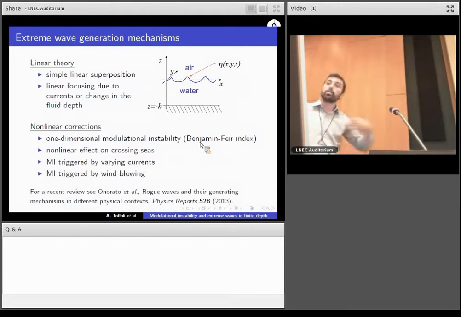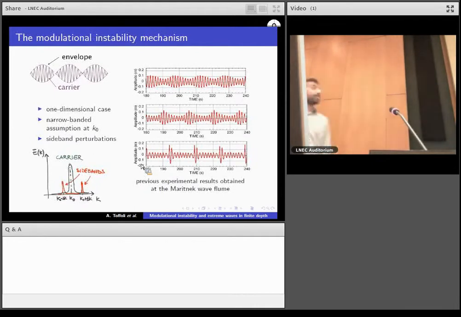So let me explain to you in an easy way the modulation instability. Modulation instability works when we are considering a one dimensional wave, and we're considering essentially a carrier wave, which is slightly modulated. If you look at the spectrum of this wave, the spectrum has a peak around the carrier wave number. Then, as there is a modulation, this is causing the presence of sidebands in the wave spectrum. So in this case, the carrier wave has two sidebands.